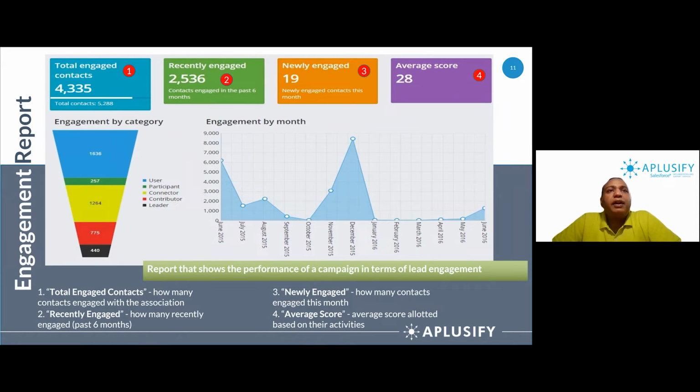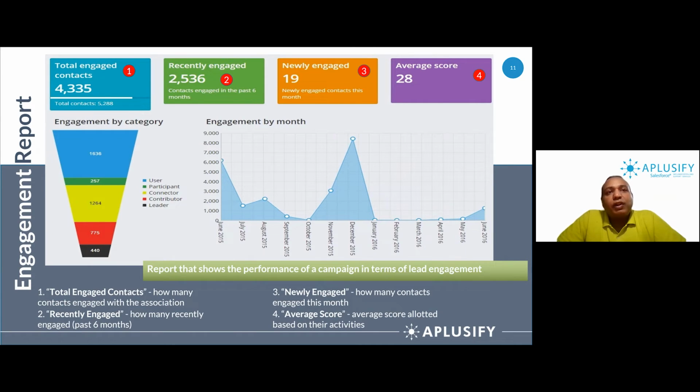Similarly, this is a dashboard for engagement by category and engagement by month. As you can see in the last slides, we talked about leaders, contributors, connectors, participants, and users. So here we have segmented that. There are 440 leaders in your system, which means they are the highest engaged members. Then you have 775 contributors, 1264 connectors, 257 participants, but a huge amount of them, 1636 members, are just users. That means they are barely using the system.